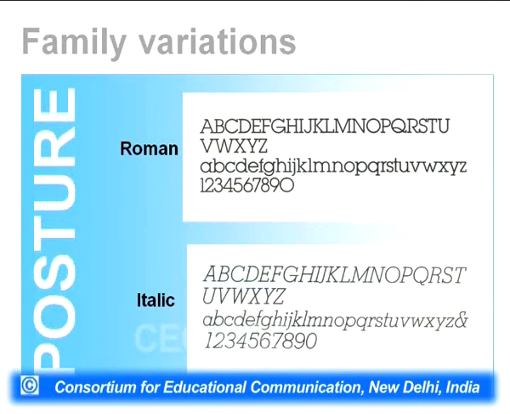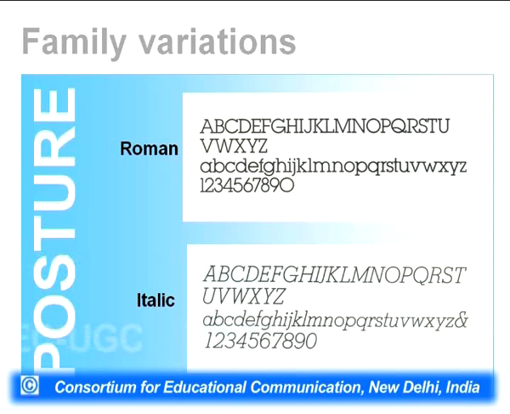Then the third aspect is the posture, how the letters are standing. There are two types of standing, you can say. One is a Roman posture, that means standing straight, and another is the Italic posture, which is slightly to the right. These are two types of postures.